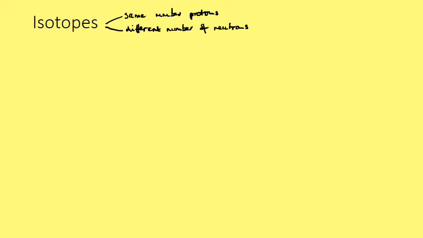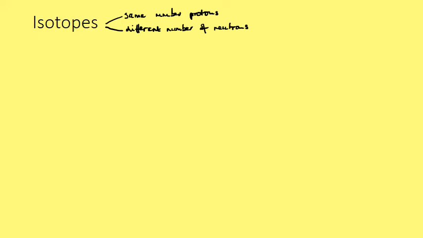Okay, so by definition, two isotopes of the same element will have the same number of protons, otherwise they'd be different elements, right? But if they have a different number of neutrons, then they are different isotopes of the same element. Let's have a look at a little example.